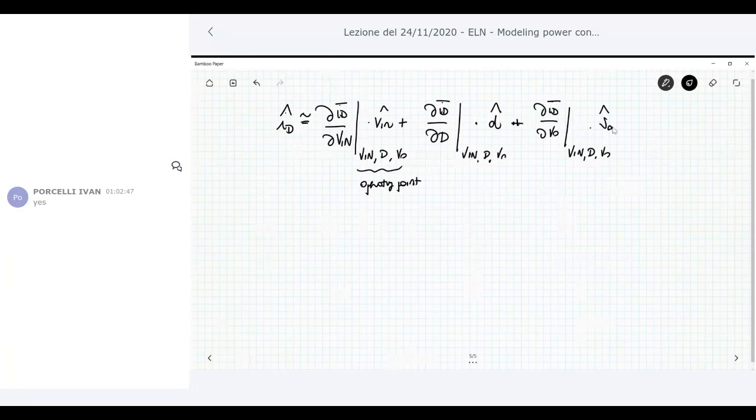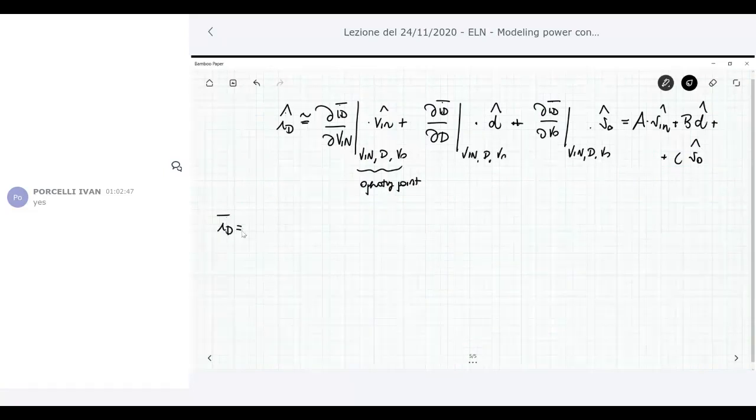Okay, so we have to compute these 3 partial derivatives. Let me rewrite these terms as a coefficient A that multiplies V in hat, plus B that multiplies D hat, plus C that multiplies V naught hat. A, B, C are exactly what I'm going to derive. Let me rewrite here the expression that we previously derived for ID average value, which is this one.